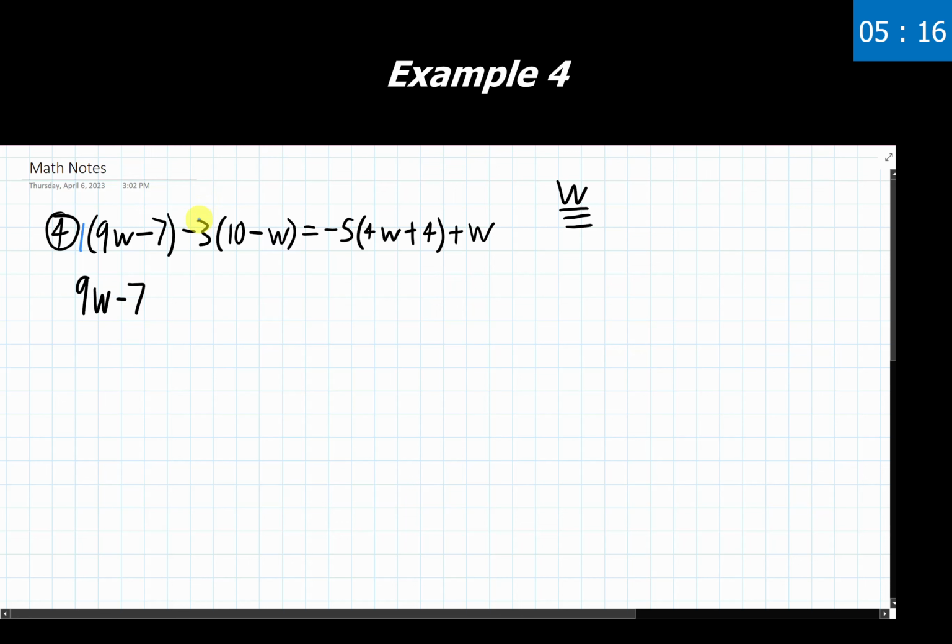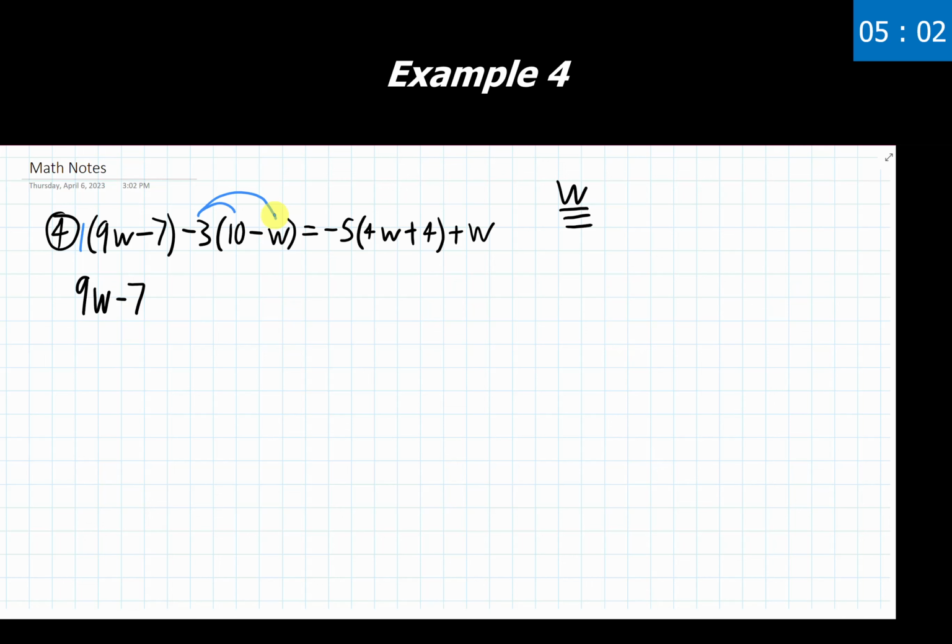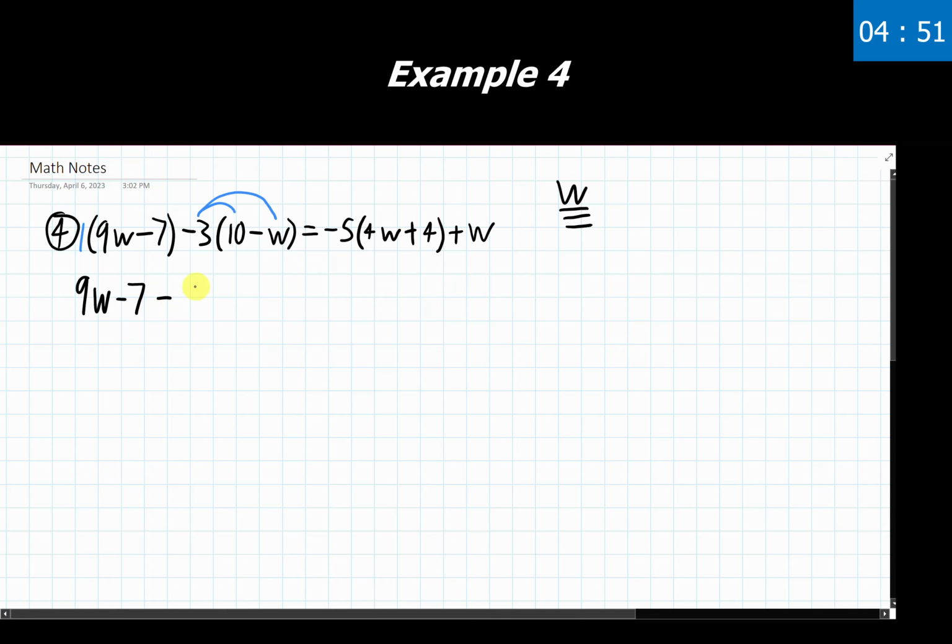Our next part, we have this negative 3 times the quantity 10 minus w. So this negative 3 is going to multiply to the 10, and it's also going to multiply to this negative w. So we're going to have some sign changes showing up here, so keep track of that as well. That's another tricky part with these problems, the sign changes. Negative signs are a little bit of a pain, and I think that's very much an understatement. So keep track of that as you're going through these problems.